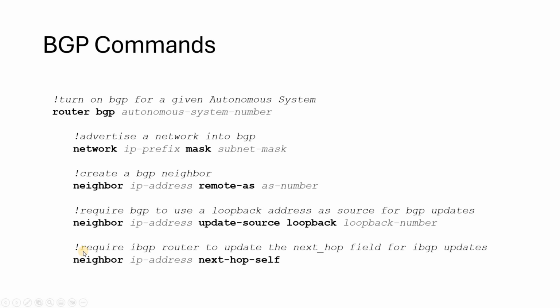And the last command we're going to use is neighbor IP address followed by next-hop-self. And this is used to require an iBGP router to update the next hop field for iBGP updates. If you remember, iBGP does not update the next hop field, but there is sometimes a need for that to happen, especially with border routers.